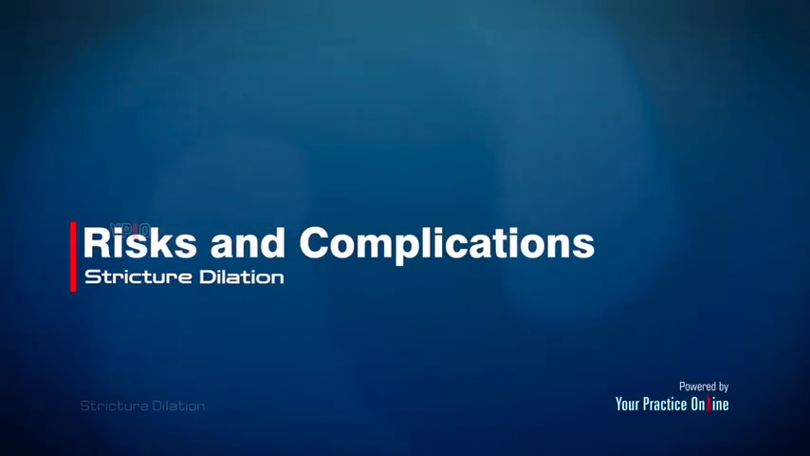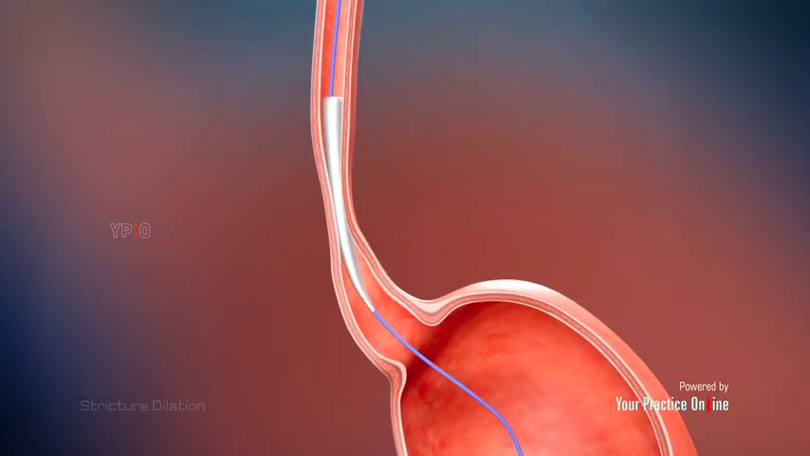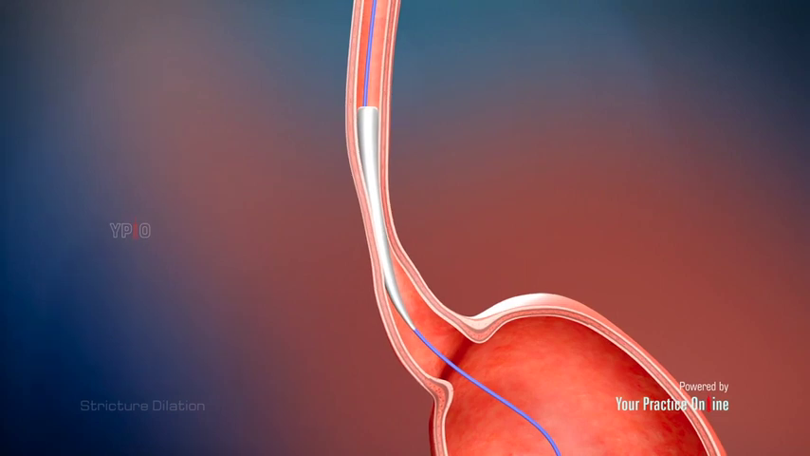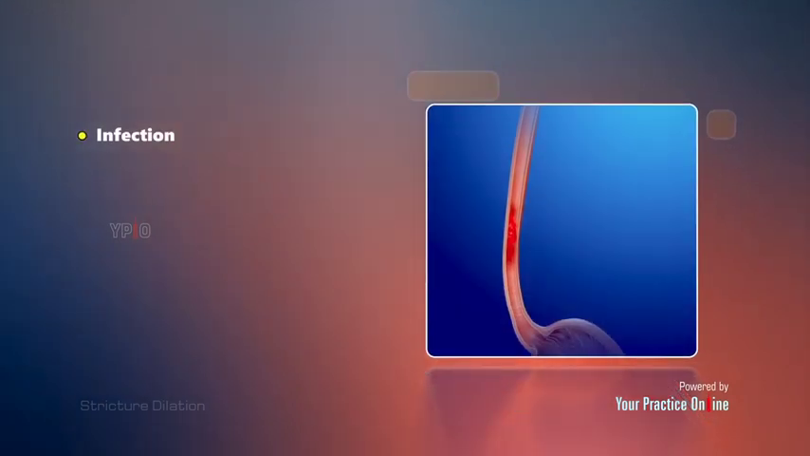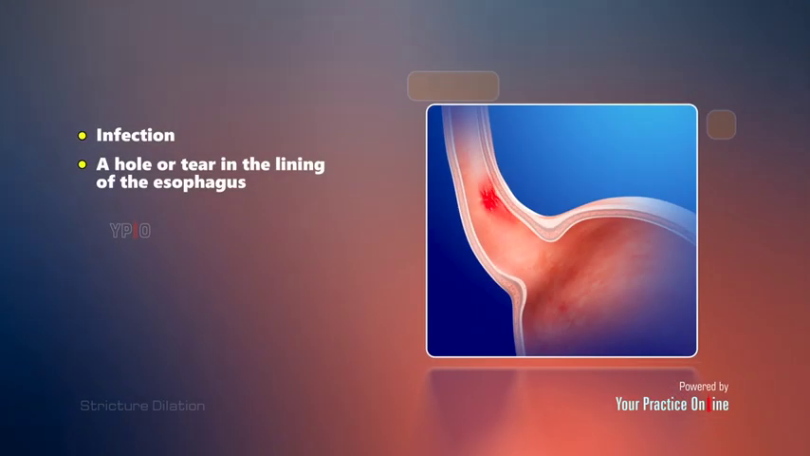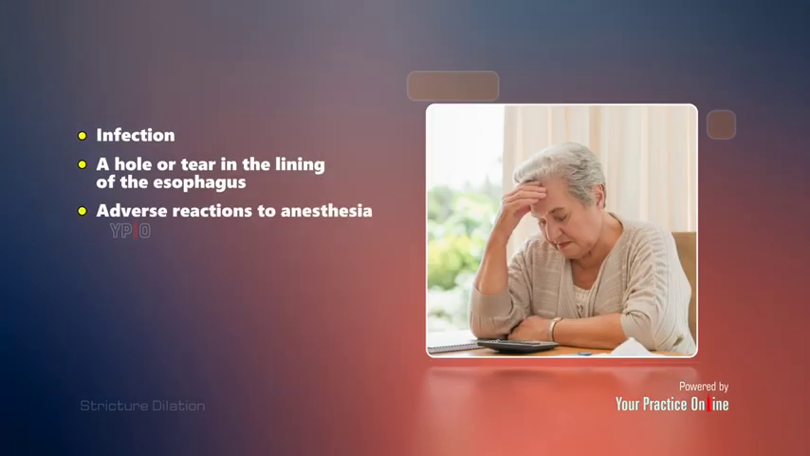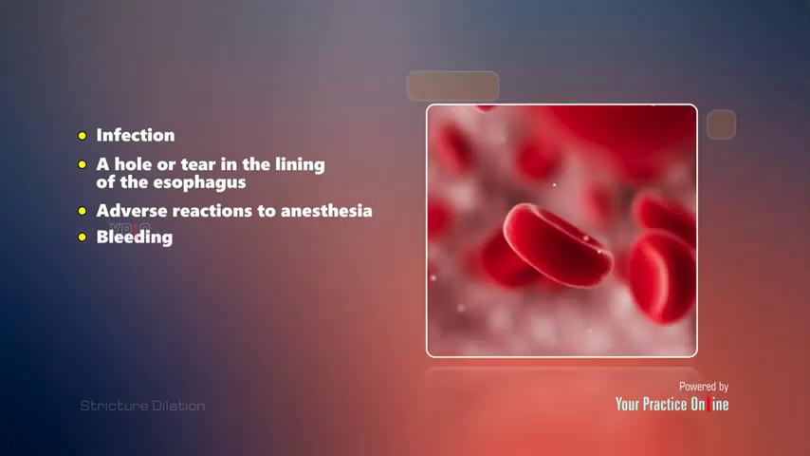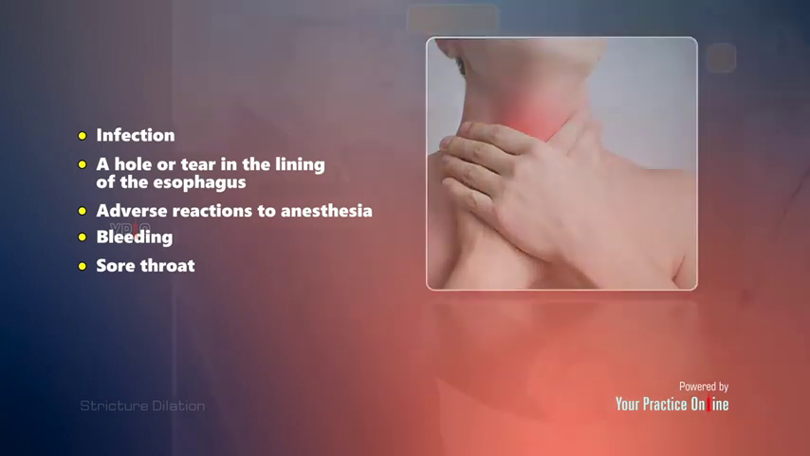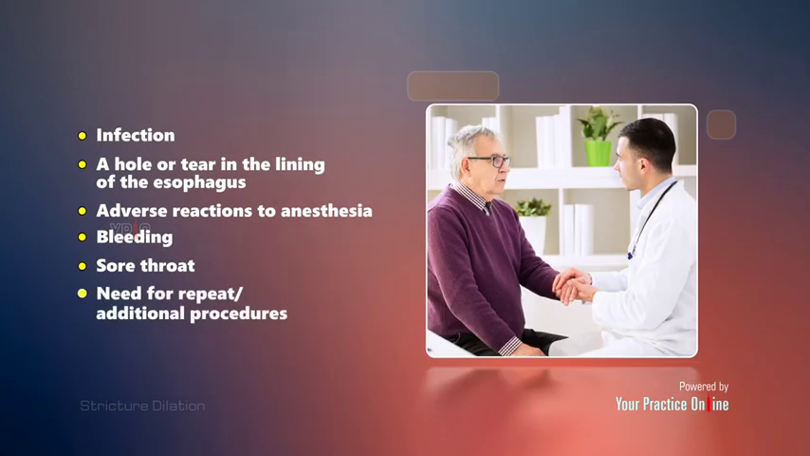Risks and complications. Stricture dilation is a relatively safe procedure. However, some risks and complications may occur, such as infection, a hole or tear in the lining of the esophagus, adverse reactions to anesthesia, bleeding, sore throat, need for repeat or additional procedures.